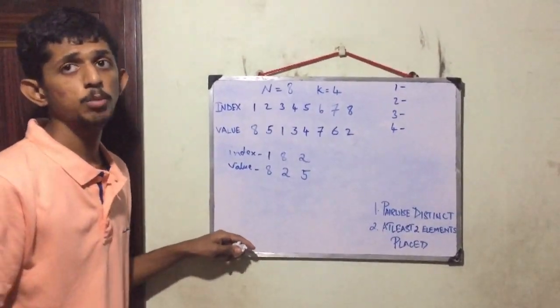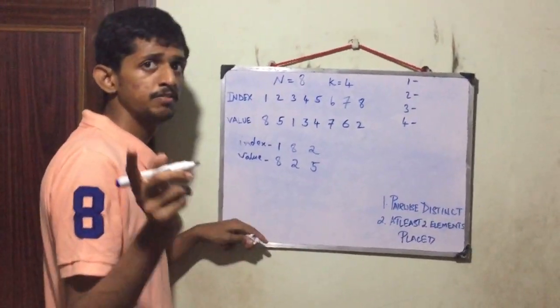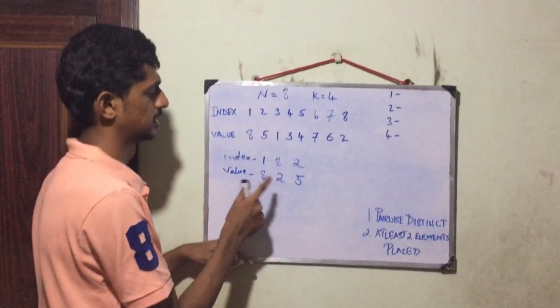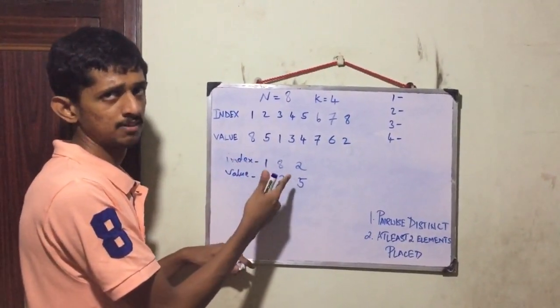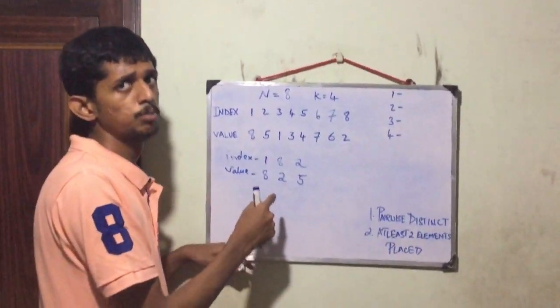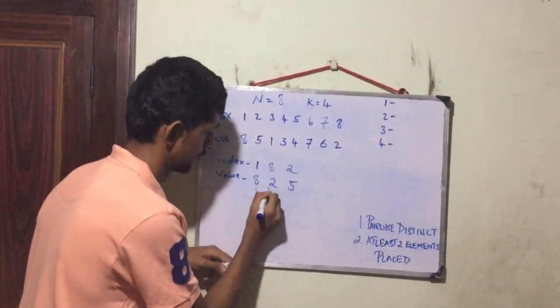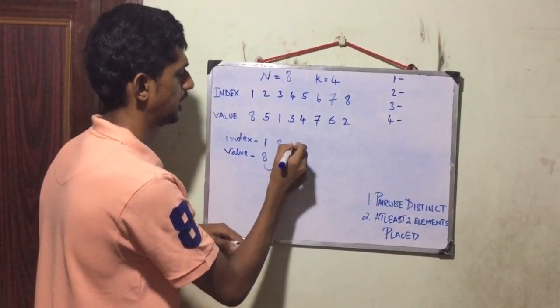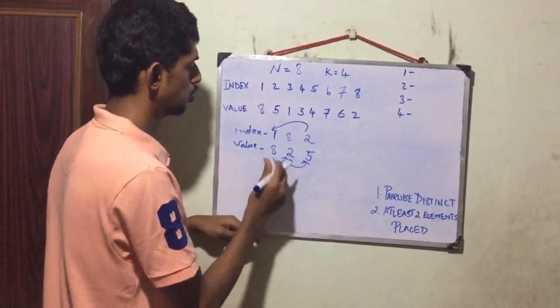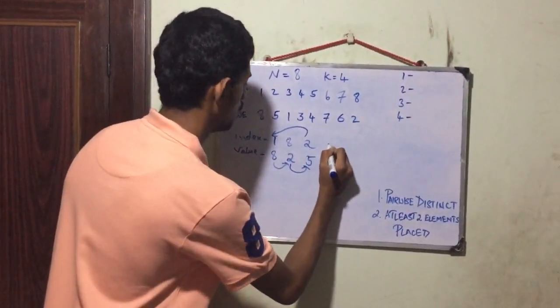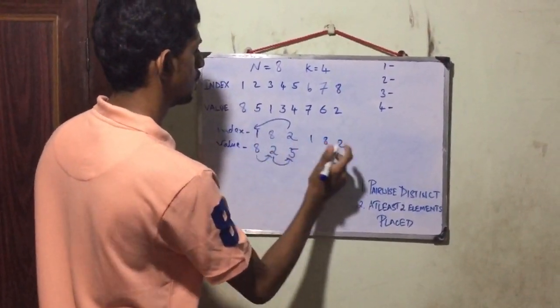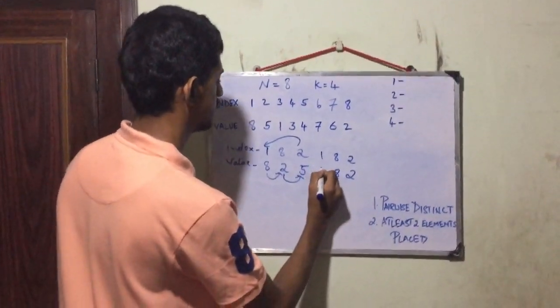Now I'm going to perform a right cyclic shift. Before that, we have to check whether we have chosen pairwise distinct indices 1, 8, 2. Yes, they are pairwise distinct. Therefore, now we can perform a right cyclic shift. 8 will go to the 8th index, 2 will go to the second index, 5 will go to the first index. So 1, 8, 2: 8 comes here, 2 comes here, and then 5 goes to the first index.